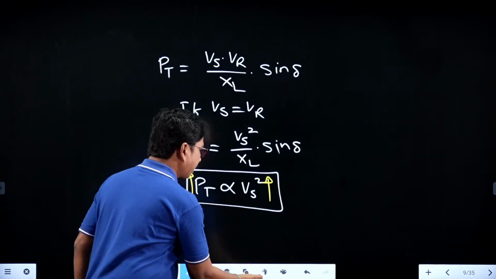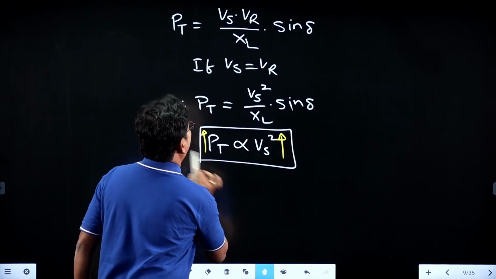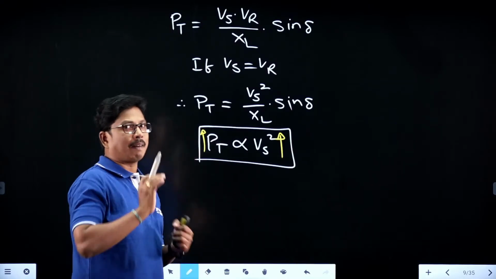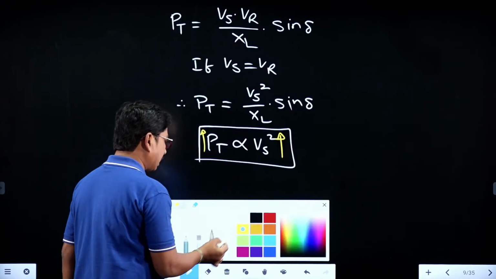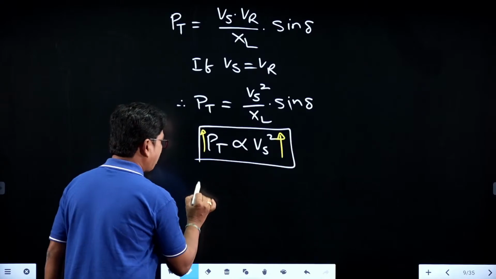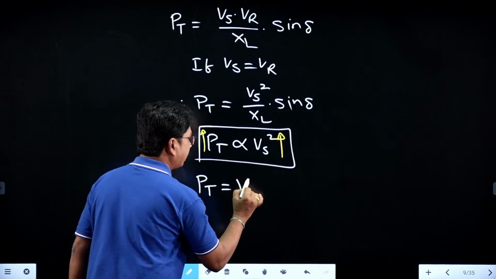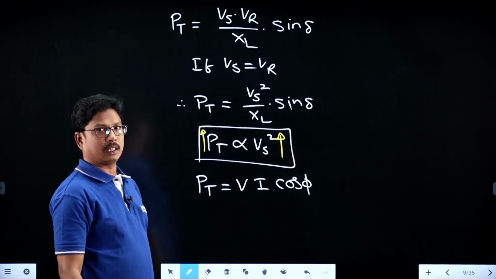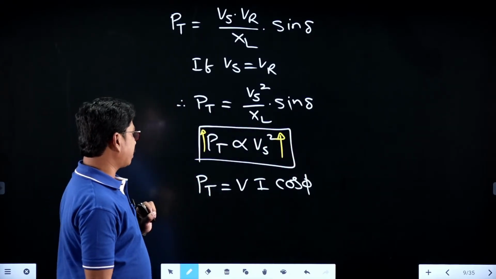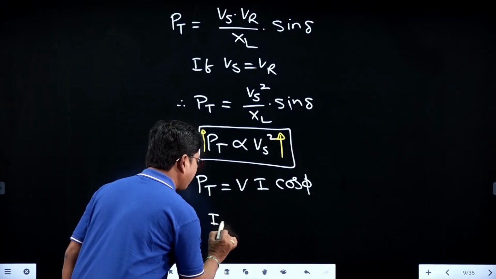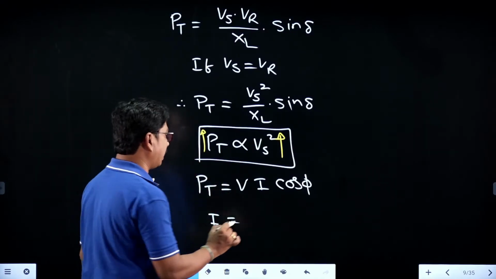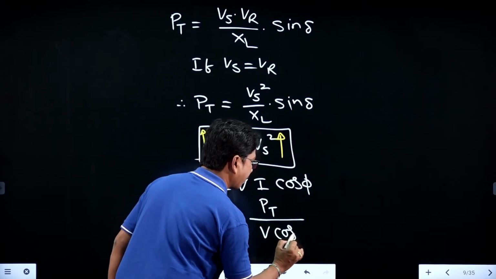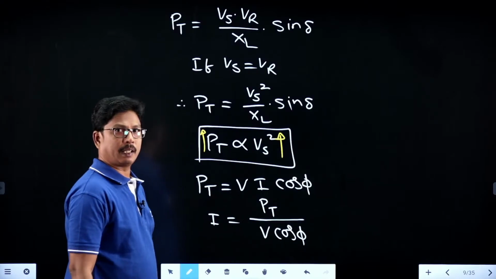And just check here, similarly we can write the power transfer equation with respect to power factor, right? What is it with respect to power factor, students? Power transfer equation with respect to power factor is Pt = V I cos phi. Now check here, students. What is the current equation here? The current I is equivalent to Pt divided by V cos phi.